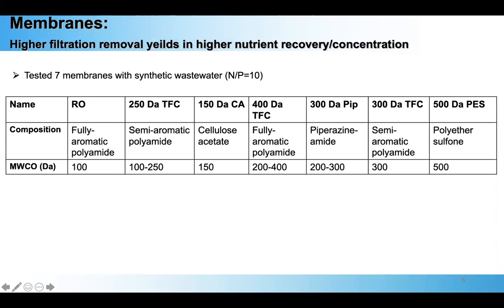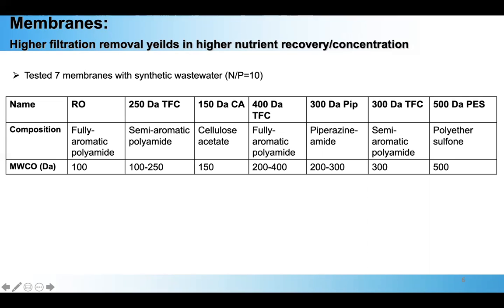We tested seven different membranes: six nanofiltration membranes from very low pore size to large pore size, and one RO membrane, which has a very low pore size and can be effective for nitrogen removal. We have polyamide thin film composite membranes with different pore sizes, we have cellulose acetate, and we have polyether sulfone.